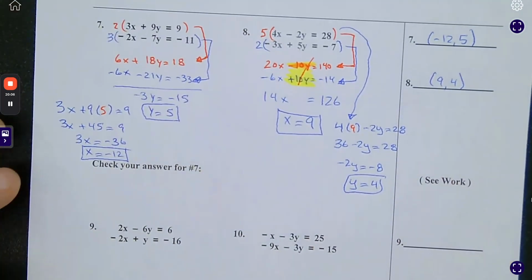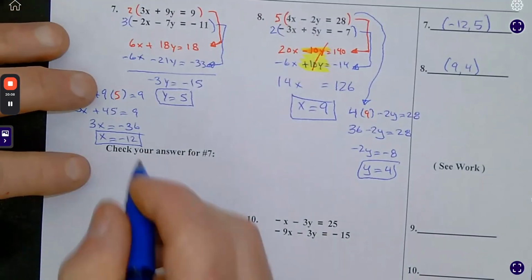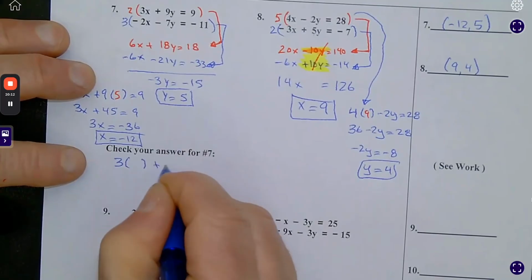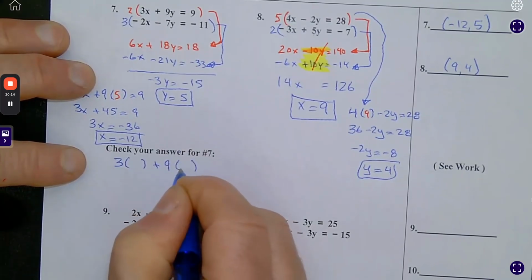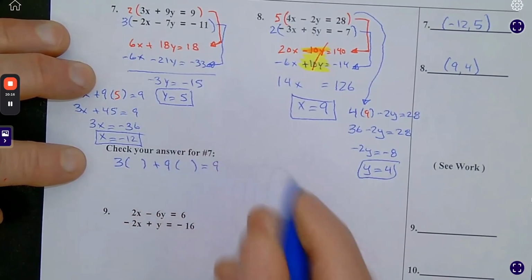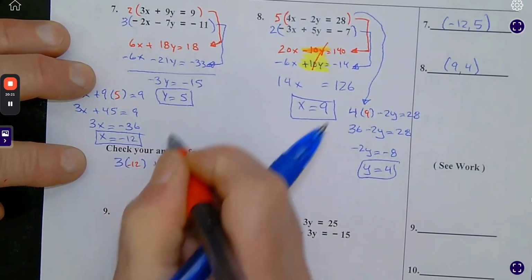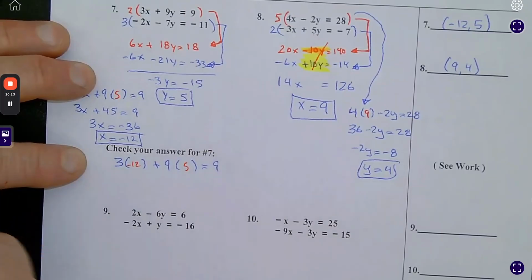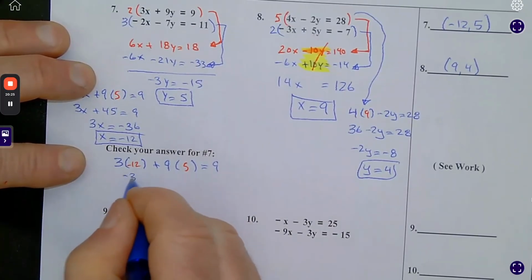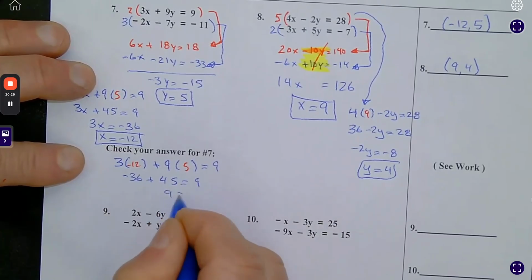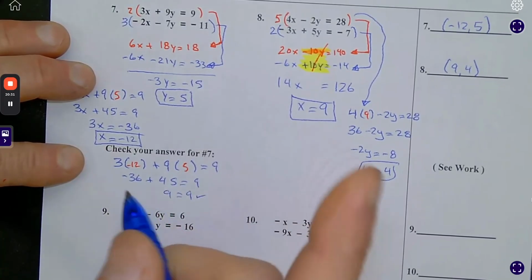Okay, let's check. Let's check our answer for number 7. Okay, so I'm going to do 3. Put parentheses where my x is. Plus 9y, put parentheses where my y was. Remember, in this problem, x is -12 and y was 5. Okay, so this gives me -36 plus 45 equals 9. That's 9 equals 9. Boom, that works.